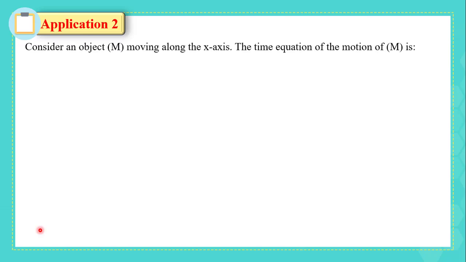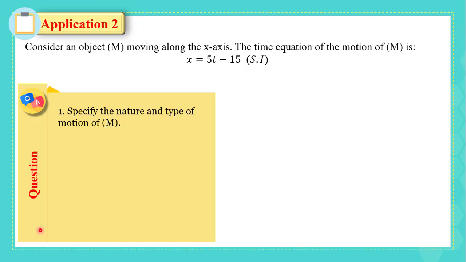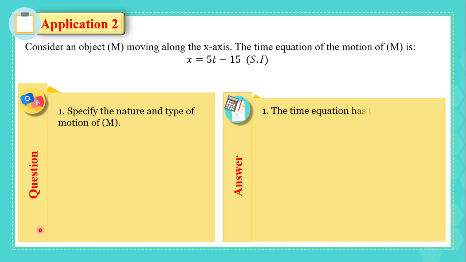Now, let's move to application 2. Consider an object M moving along the x-axis. The time equation of the motion of M is x equal 5t minus 15 SI units, which means that all the factors are in the SI unit. In the first part, you are asked to specify the nature and the type of motion of M.